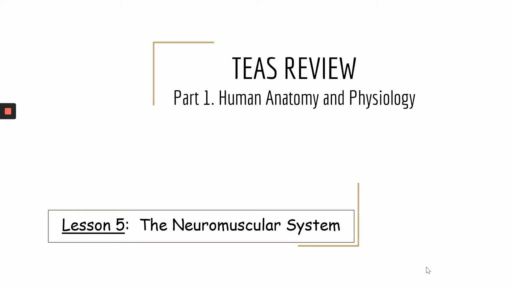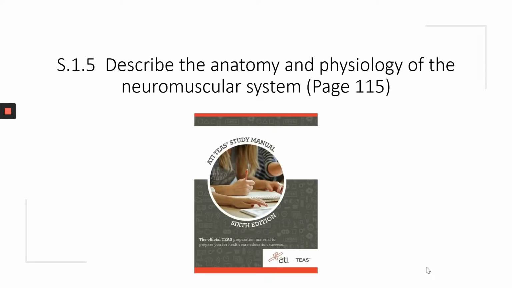So today we are going to look at the neuromuscular system. Now, usually if you take an A&P class, it's two separate chapters, but I think TEAS just puts them together because those two systems are closely linked. So the muscular system is controlled by the nervous system. So we're just going to follow TEAS and put those two chapters together.